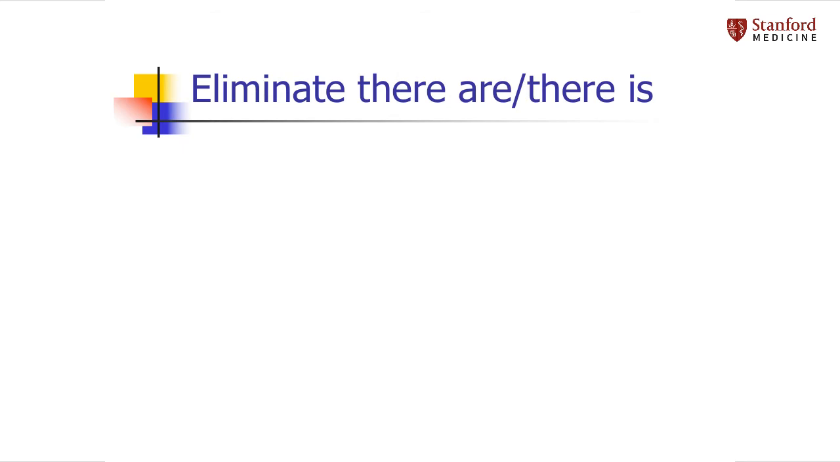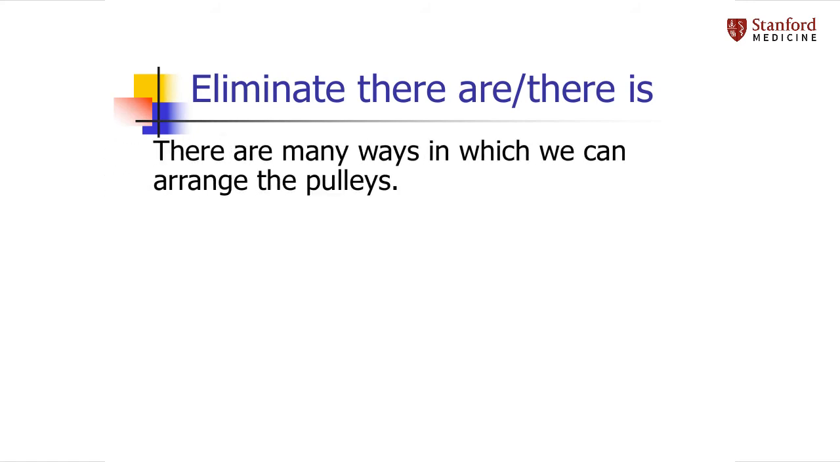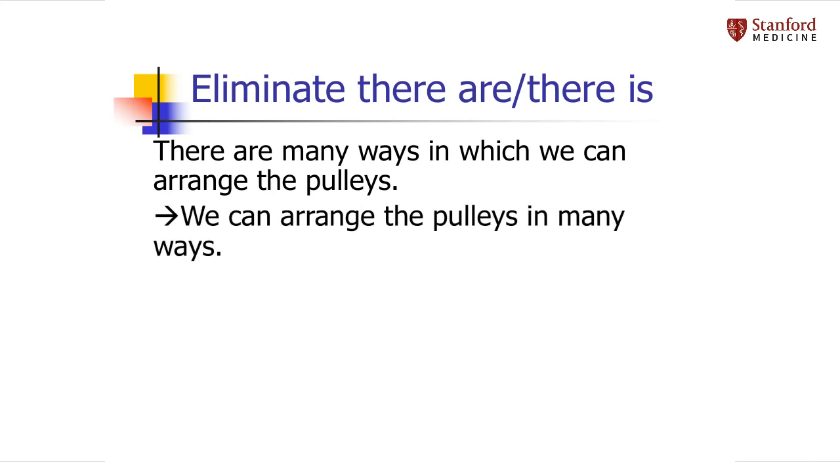Also, pay attention to superfluous uses of there are and there is. Here's a simple example. There are many ways in which we can arrange the pulleys. On first read, you may feel like the there are is needed, but it's really not. We can just say, we can arrange the pulleys in many ways. You can drop the there are altogether.